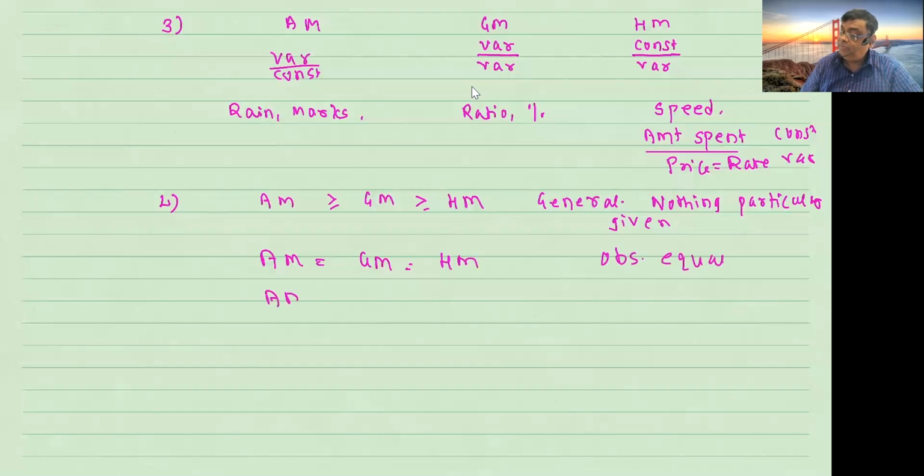And arithmetic mean is strictly greater than geometric mean, strictly greater than harmonic mean, if the observations are distinct, different. Okay.